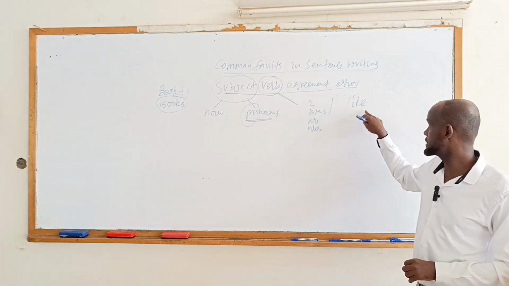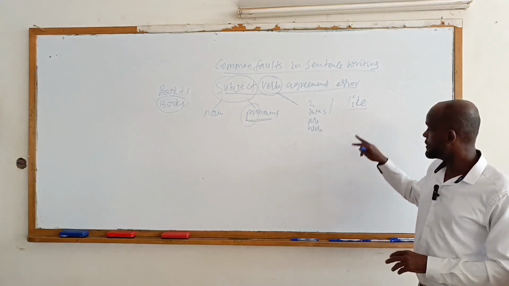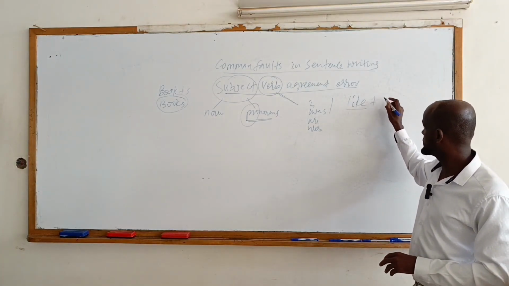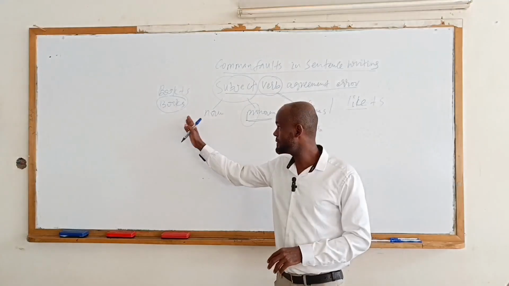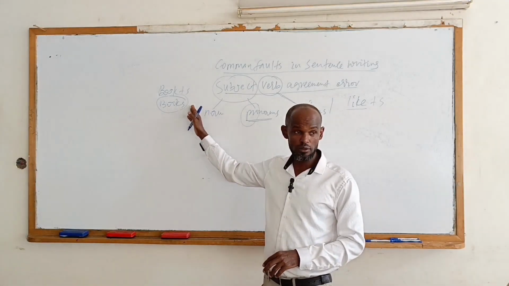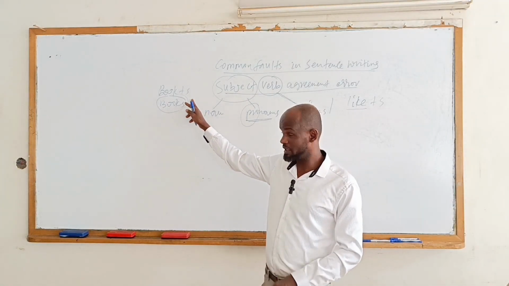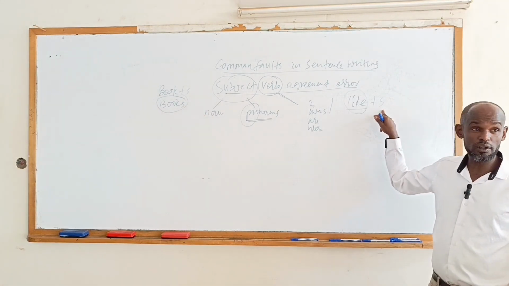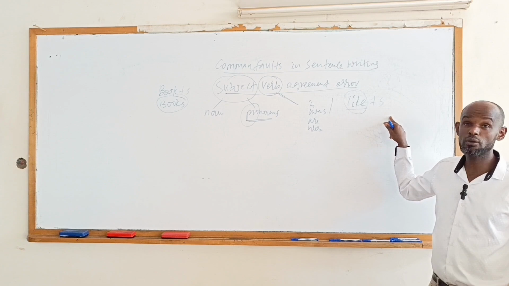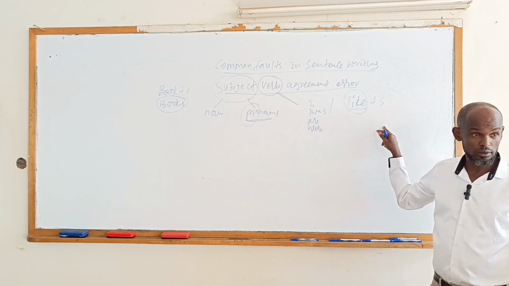For example, like is a verb. Now, if you add s to like, do you think you get the same meaning as with the noun? When we add s to the noun, it becomes plural. When s is added to the verb, it becomes singular. So it is the opposite of the noun.